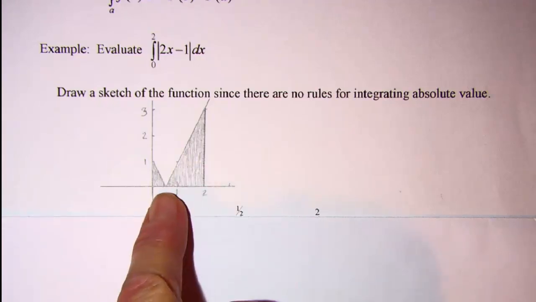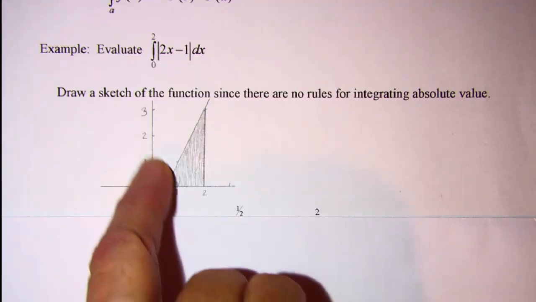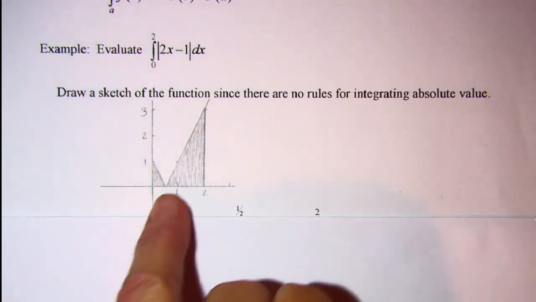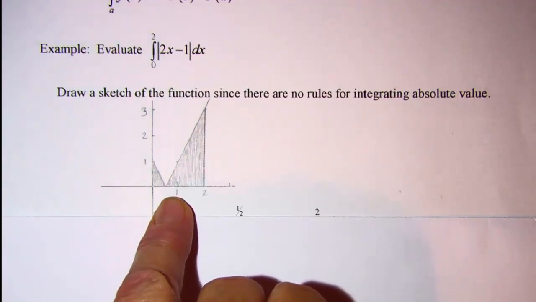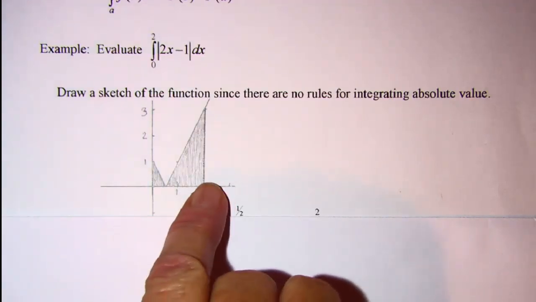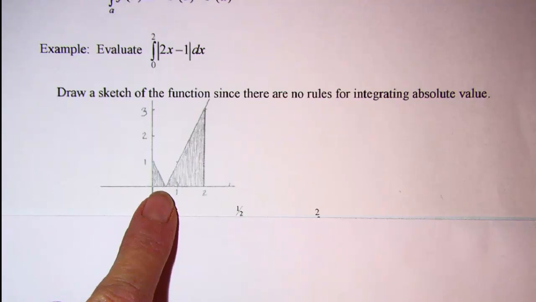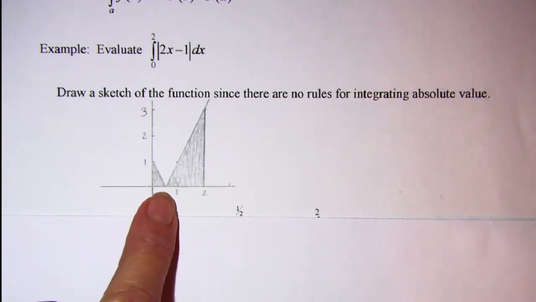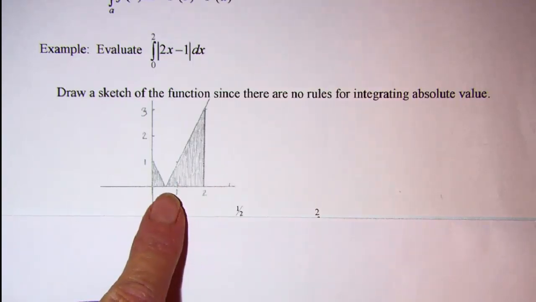So the vertex of the absolute value function is here at 1/2. The left side of the function has a slope of -2, and the right side of the function has a slope of +2. We're evaluating from 0 to 2. So on this one, what we need to do is divide this into two pieces. The left piece is the integral from 0 to 1/2. And then the right piece will be the integral from 1/2 to 2.